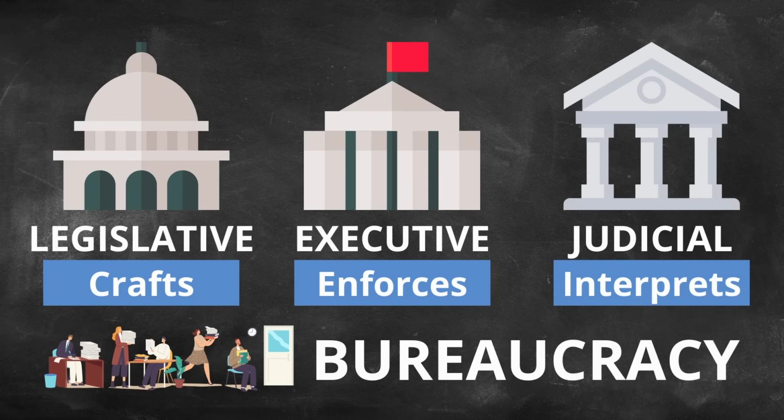In general, the executive branch enforces the law, the legislative branch crafts the law, and the judicial branch interprets the law. I'll get into the details later in the video, but you need to know these three things in order to understand the three main government structures.